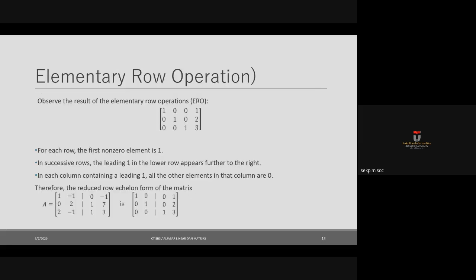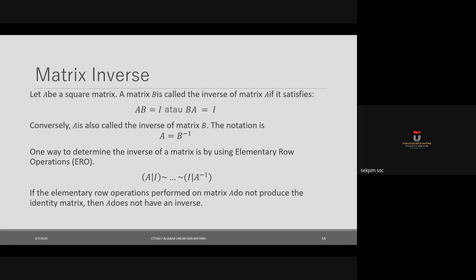Okay. That's row or elementary row operation. Next is about the inverse of the matrix. We can calculate or determine the matrix inverse by using the row operations.